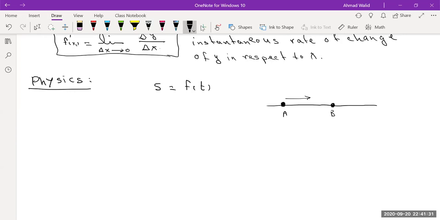Now, if you take the derivative of the right side, which gives you ds over dt, in respect to time. If you take the derivative of a position function in respect to time, it gives you velocity, correct? It gives you the instantaneous velocity at that point.